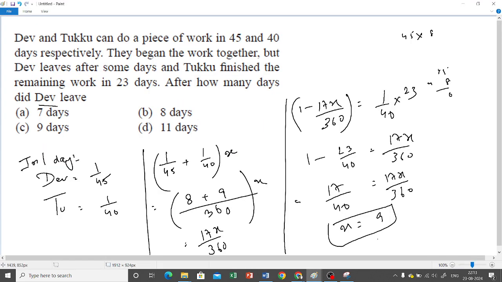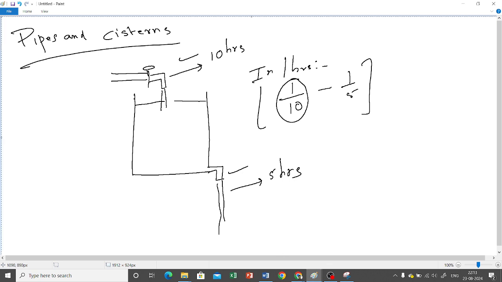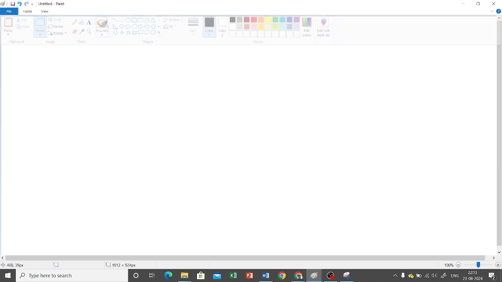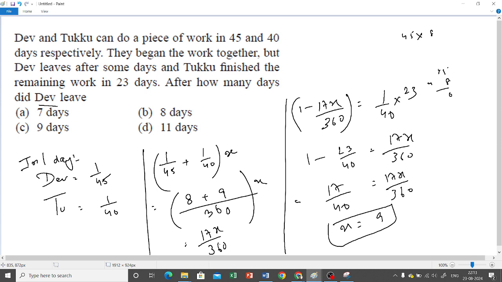Okay, so like this you can solve it. But we can solve it in a better way. What is that? It is the percentage method. It is given that Dev and Tupu can do a piece of work in 45 and 40 days respectively. They began to work together, but after some days they left, and Tupu finished the remaining amount of work in 23 days.